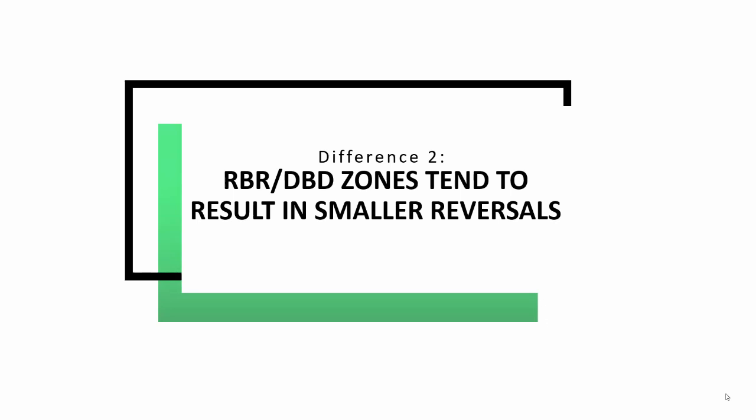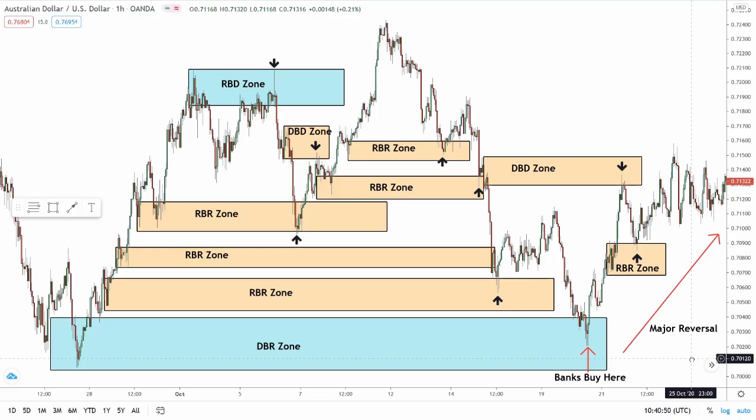And usually the banks close their rally-based rally and drop-based drop positions before price returns. They use them more as scaling in entries, so they close them before price reverses. That way they profit from each before entering a big position at a rally-based drop or drop-based rally zone. What this all means is rally-based rally and drop-based drop zones will usually generate smaller reversals and reactions than rally-based drop and drop-based rally zones. You can see this in the example below.